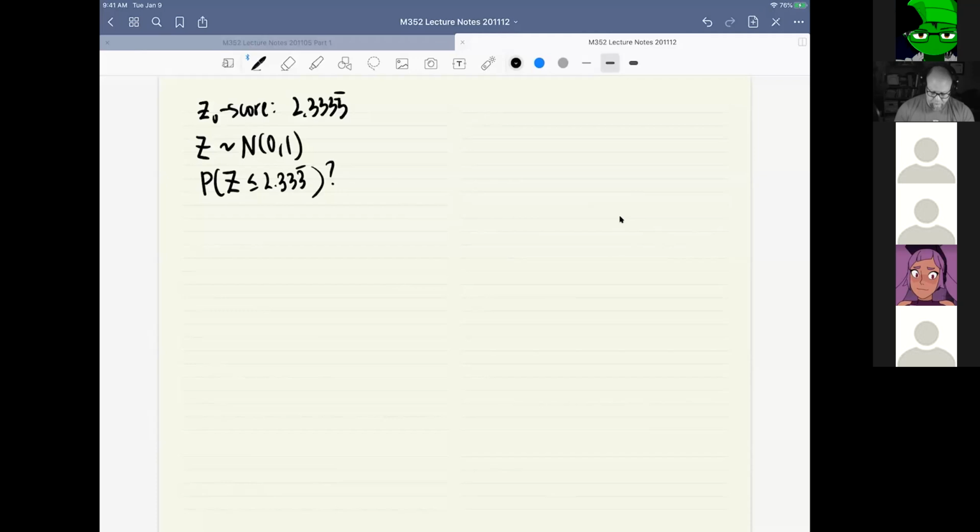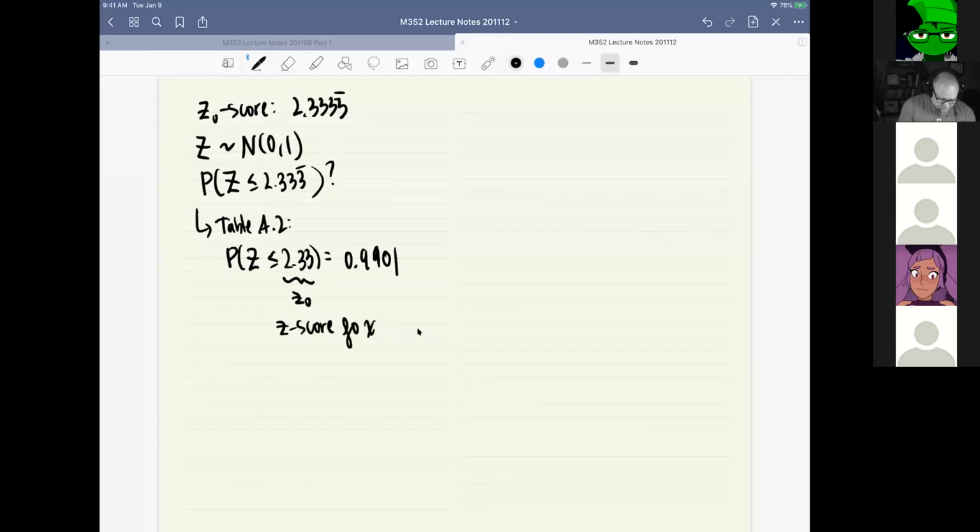So let me go back to my tablet, which has gone to sleep. Can you all see my tablet? Yes. Thanks, Patrick. So table A2 tells us the probability of Z being less than or equal to 2.33 is 0.9901. Okay. Now, this was the Z-score for X naught.